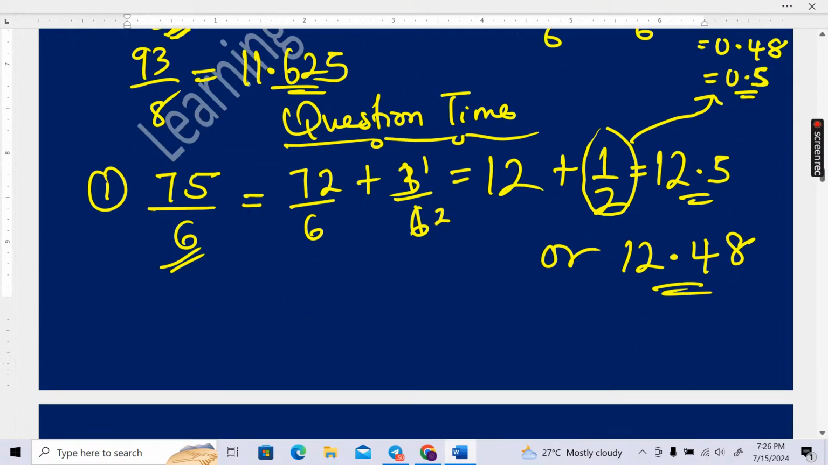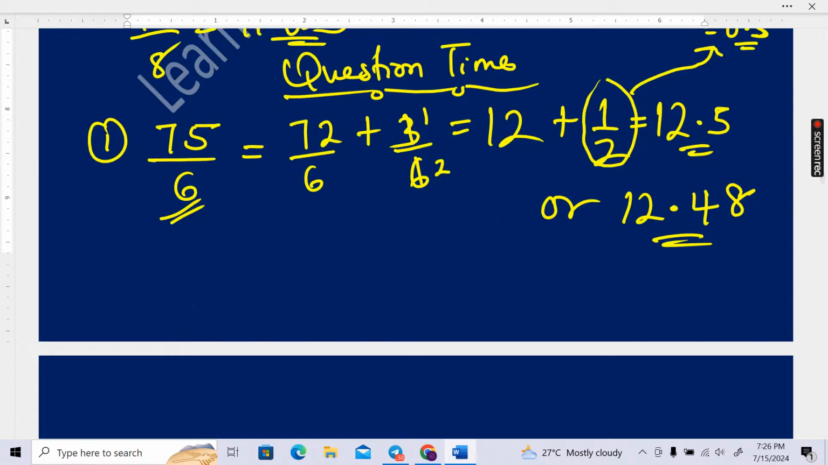Now, the second question for this class, and that will be the last question for this class. If you typed 12.5 as your answer, you are correct. Shemilore, welcome to class. This is for SS class, but you can learn. Mathematics is broad and wide.